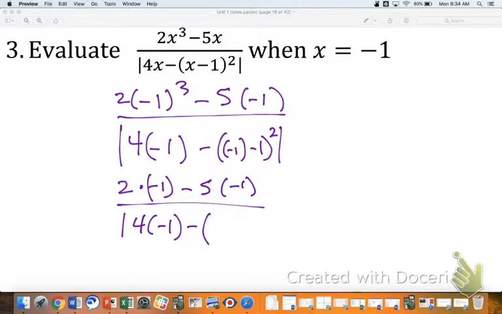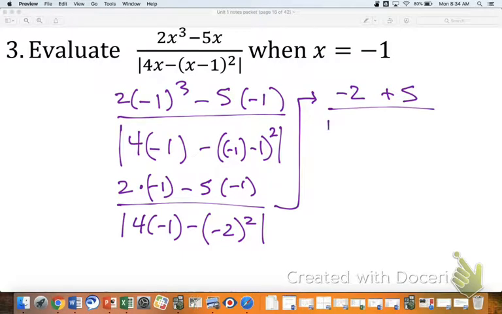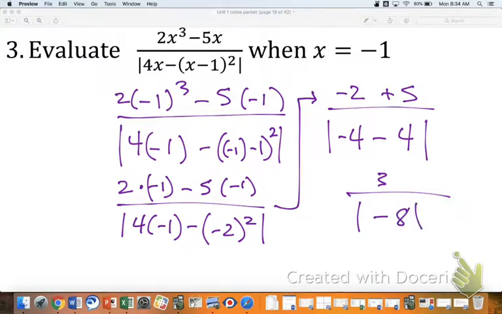In those parentheses, what's -1 minus 1? -2. In the numerator, all I have left is multiplication. I get -2 plus 5. Please don't pack up yet. Hold on. In the denominator, 4 times -1 is -4. And then -2 in the parentheses is 4. And here we go. -2 plus 5 is 3. In the denominator, -4 minus 4 is -8. What's the absolute value of -8? 8. So I end up with 3/8, which does agree.